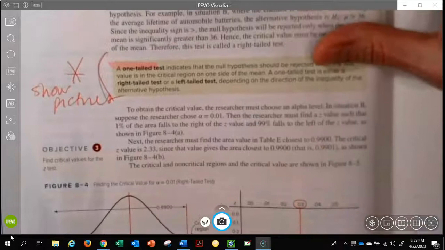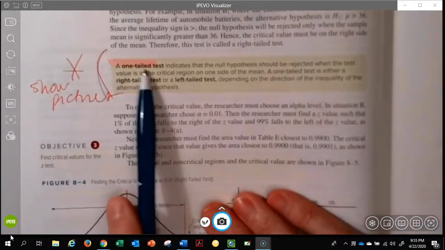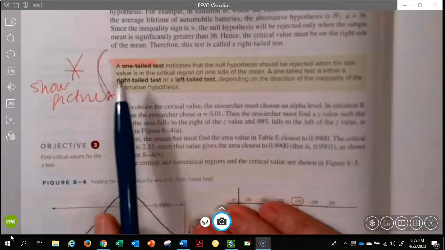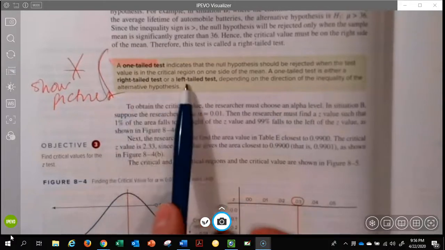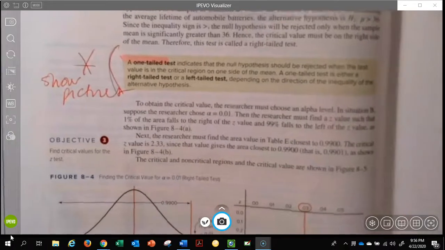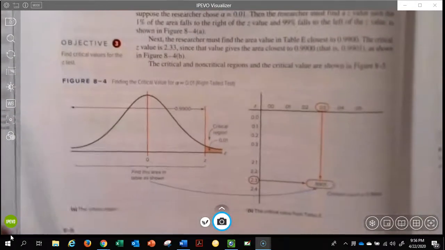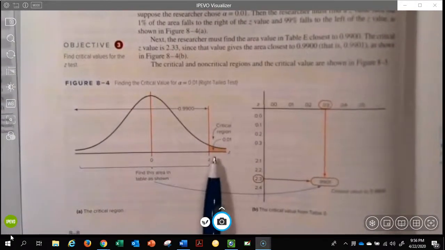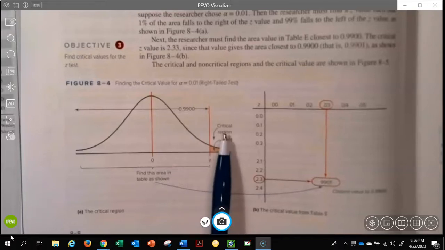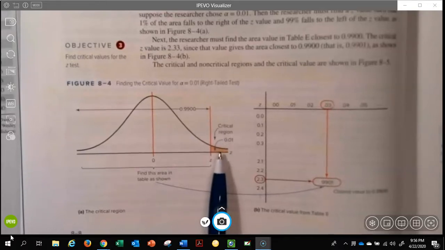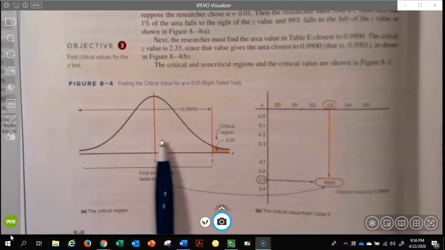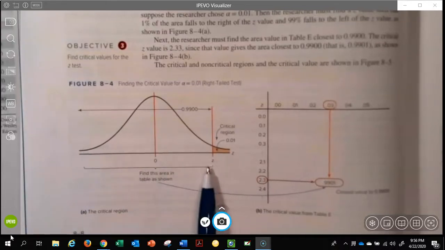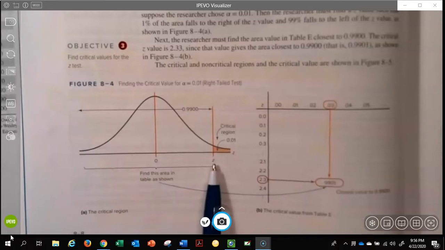About halfway down on page 412, here's a one-tailed test. These words should sound very familiar. One-tailed, which can be right-tailed or left-tailed. And so, you see my little note to myself, show the pictures. Do you see here how here is a right-tailed test? See where they've got the critical region over on the right-tailed side. All of this region over here is the non-critical region. And then this value, oh look, it's a Z.